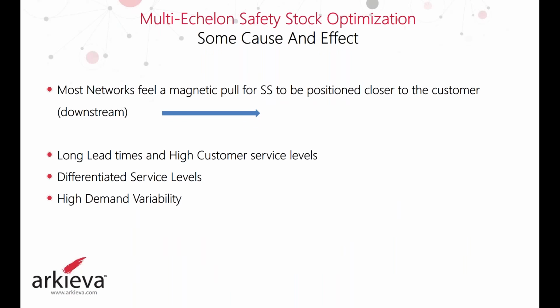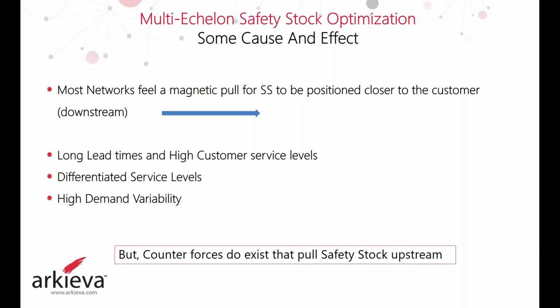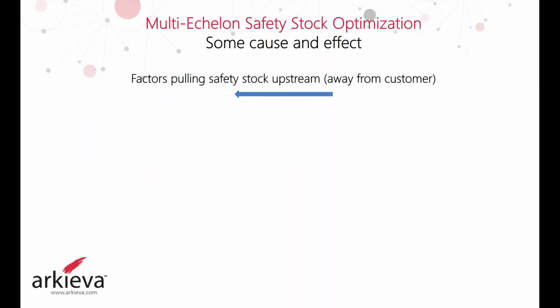Some cause and effect around safety stocks. Most networks, because of this pull from the customer to have the product now, feel a magnetic pull for the safety stock to be positioned closer to the customer. Factors that affect that, things like long lead times, high customer service level demands, differentiated customer service level demands, variability in the demand. All these are factors that basically push the safety stock closer and closer and closer to the customer. Every once in a while, you do see counter forces that pull the safety stock upstream.